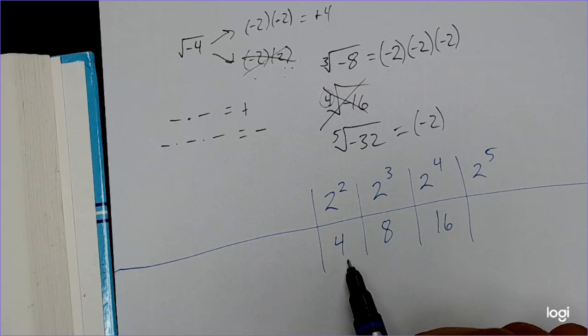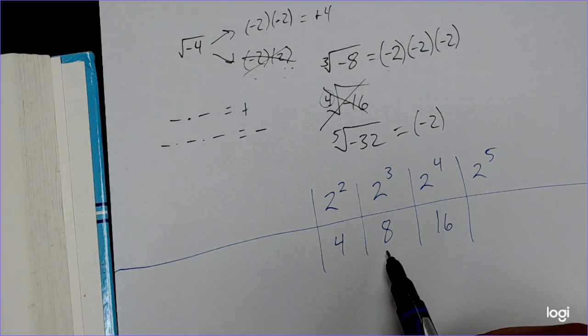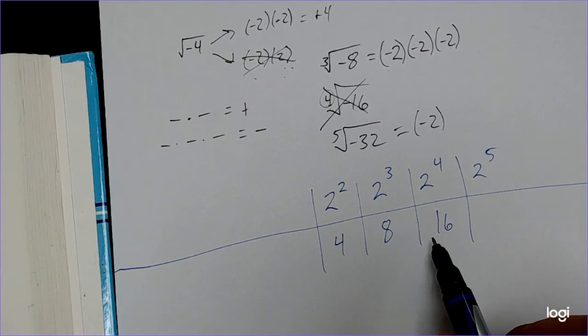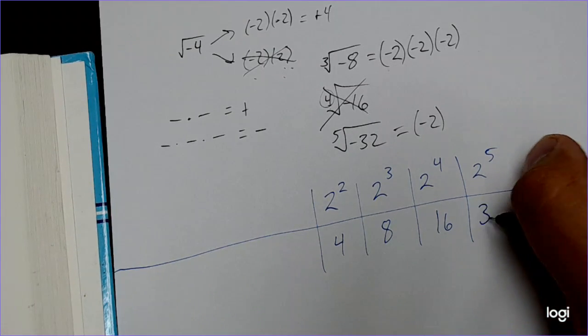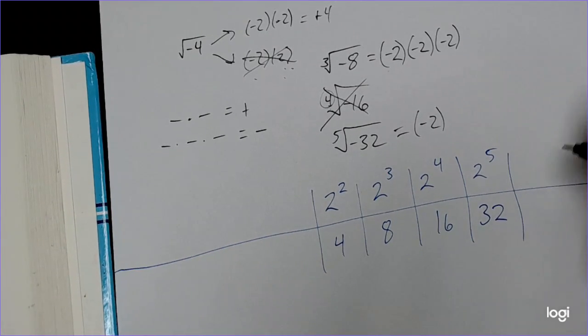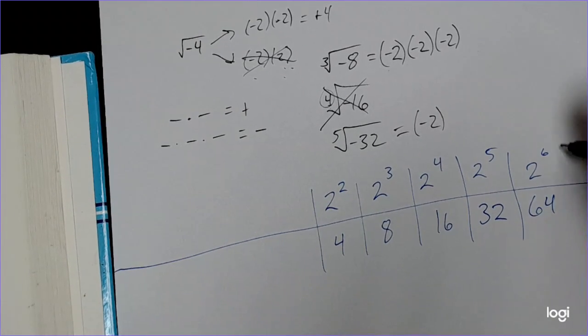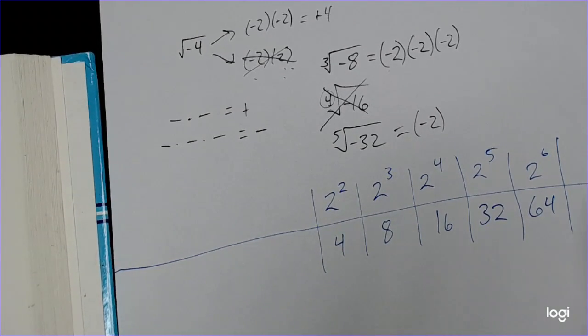If I start at 2 squared and I want to find out what 2 cubed is, I just take this and multiply it by 2. 4 times 2 is 8. 8 times 2 is 16. So if I want to find 2 to the power of 5, I take 16, multiply it by 2, and get 32. For 2 to the power of 6, 32 times 2 is 64. Oh wow, that was really easy. For 2 to the power of 7, 64 times 2 is 128. Cool, and the trend continues.